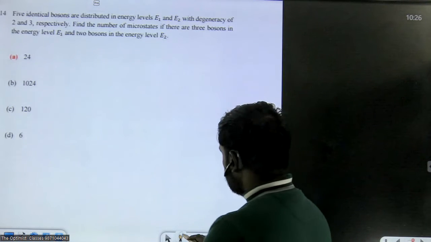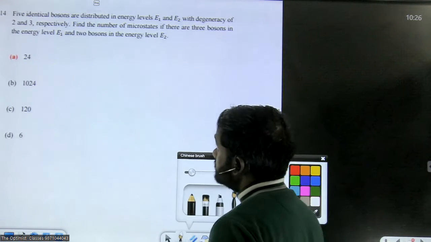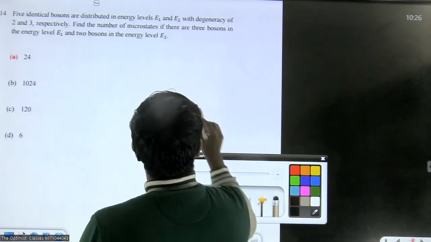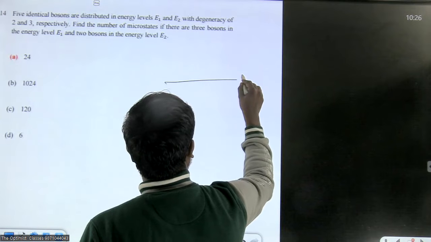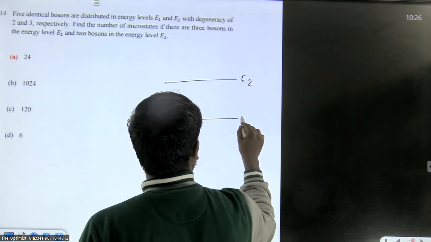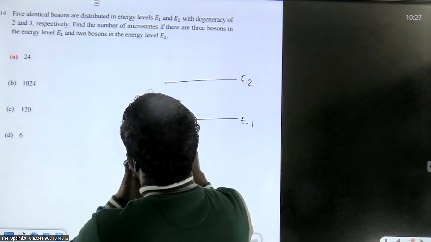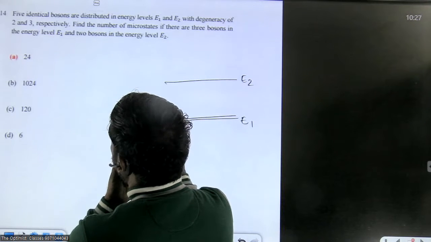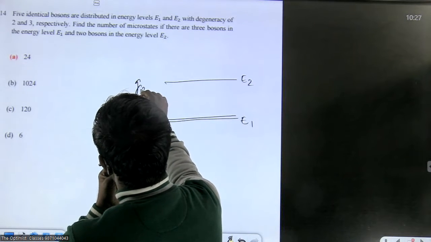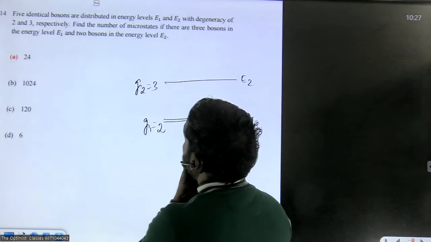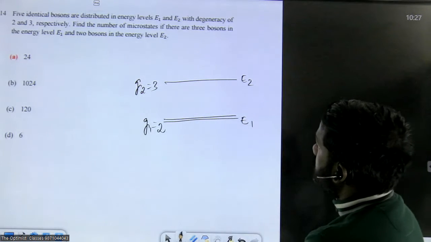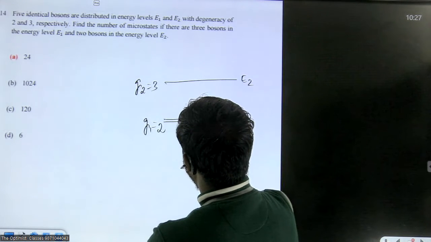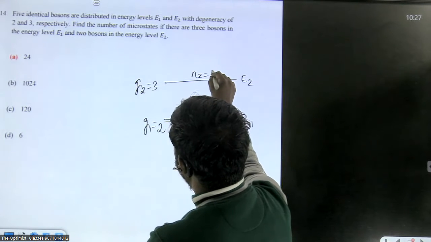Now this question is also related to statistical mechanics. It says 5 identical bosons are distributed in energy levels. Suppose there are energy levels E1 and E2. E1 has degeneracy G1 equal to 2, and E2 has degeneracy G2 equal to 3. Find the number of microstates if there are 3 bosons in E1. So here N1 is equal to 3 and here N2 is equal to 2.